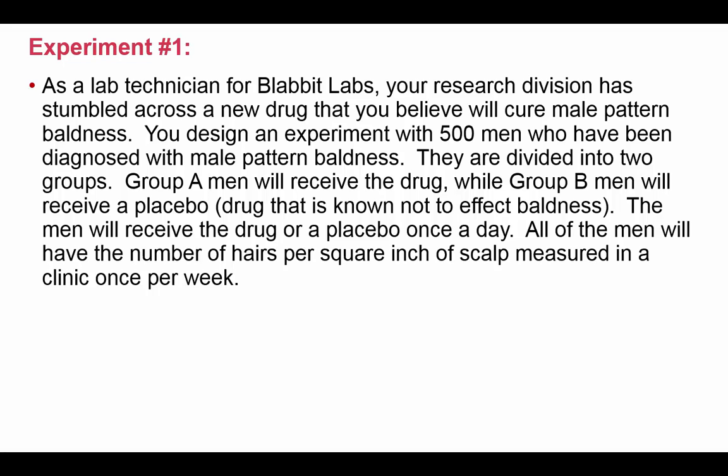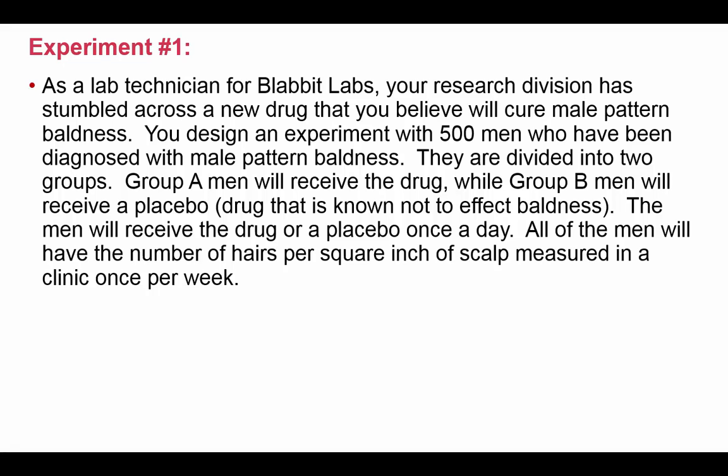Now, let's put this into practice, look at a couple of examples, and we'll be finished with Chapter 1. As a lab technician for Blabbit Labs, your research division has stumbled across a new drug that you believe will cure male pattern baldness. You design an experiment with 500 men who've been diagnosed with male pattern baldness. They're divided into two groups. Group A men will receive the drug. Group B men will receive a placebo, a drug that's known not to affect baldness.